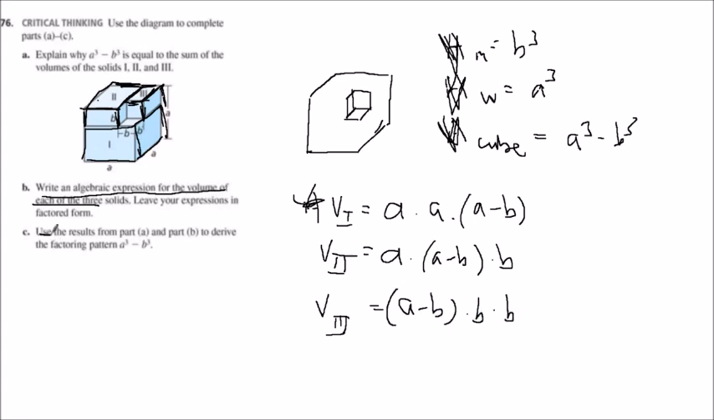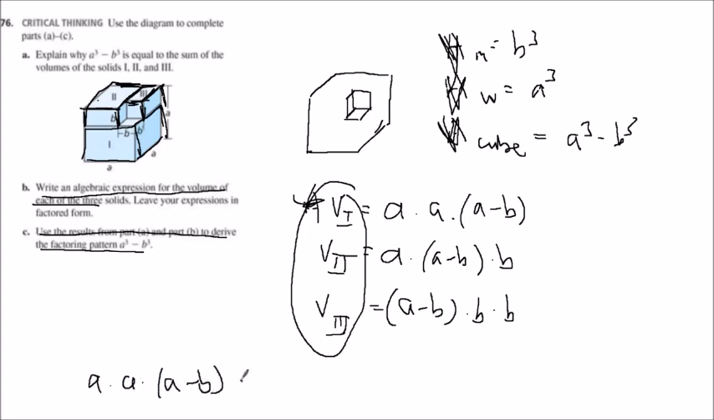Use the results from part A and part B to derive the factoring pattern a cubed minus b cubed. In order to derive the factoring pattern, you have to add all of these together. So we'd have a times a minus b, plus a times a minus b times b, plus a minus b times b times b. And that's the volume of the whole thing.